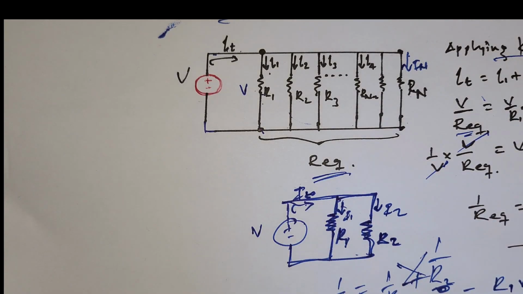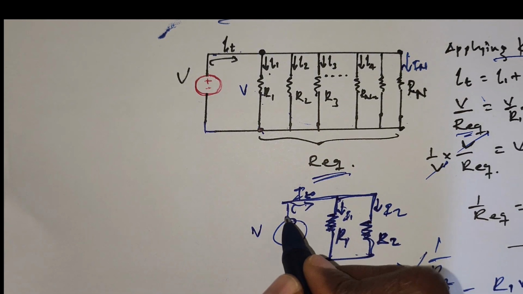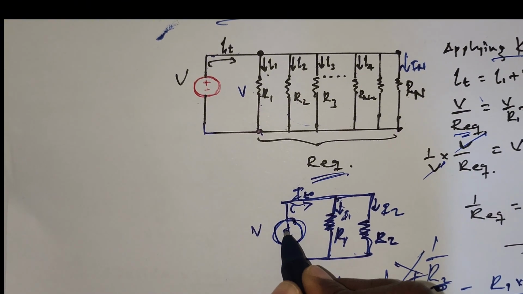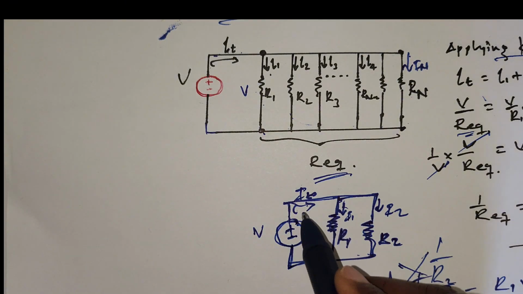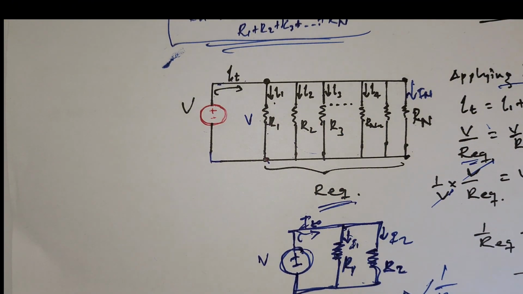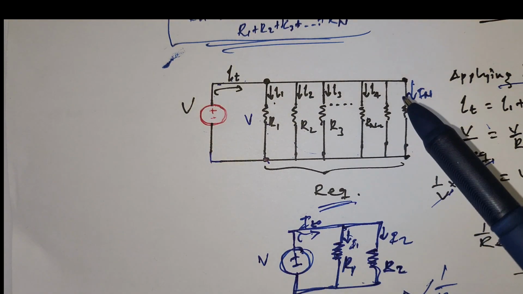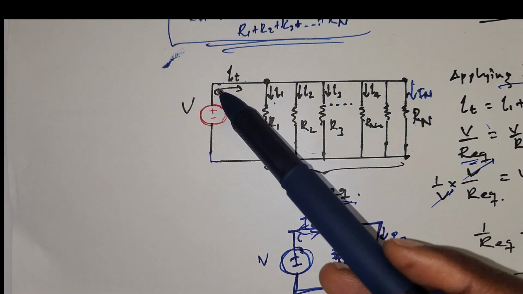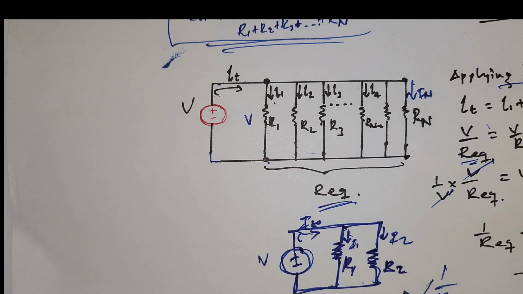The next concept is current division. The current I total is divided between these two resistors in inverse proportion to their resistance. The higher the resistance, the lower the current flows in that branch. So the current is shared by these resistors which are set in parallel in inverse proportion to their resistance.